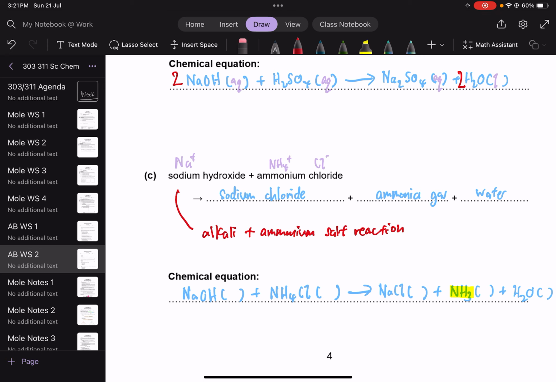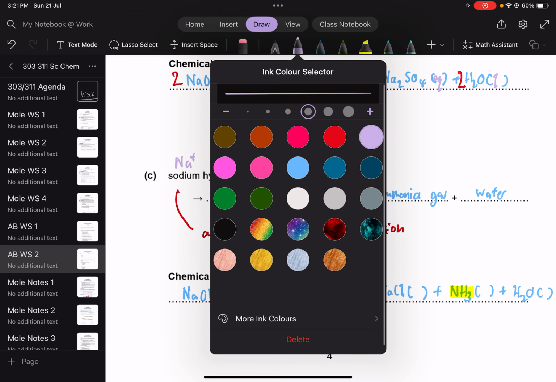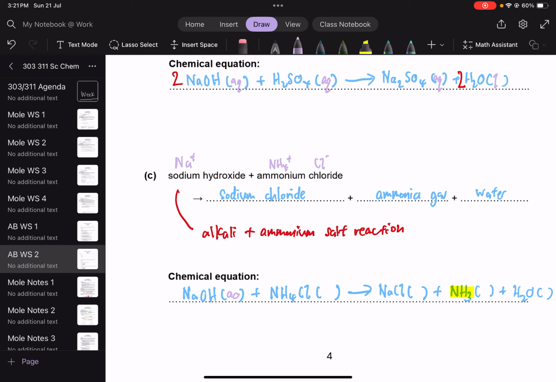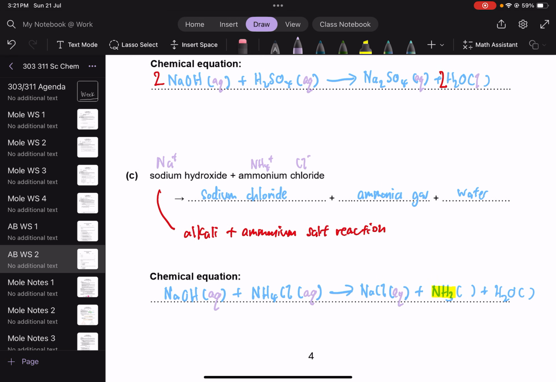So maybe at the end we just insert your state symbols. NaOH is aq. All ammonium salts are soluble, so aq. All chlorides are soluble except for silver and lead(II), so aq as well. NH3 is your ammonia gas, so g. H2O is your liquid, so it's an l. So this is your correct answer. NaOH plus NH4Cl gives NaCl plus NH3 plus H2O, and all the coefficients are 1.